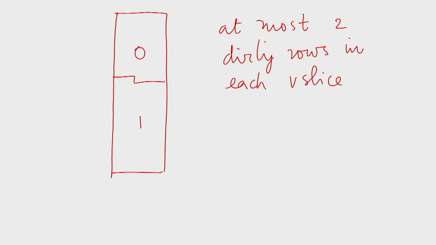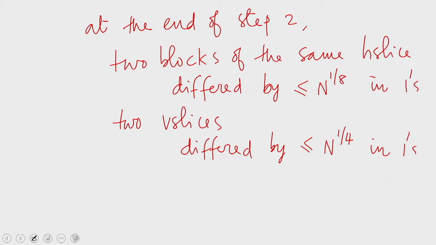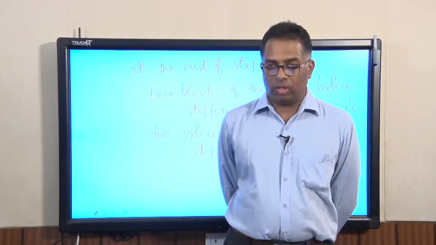This is wrong, I should say there is at most one dirty row in each vertical slice. The vertical slice has just been cleaned up. So every vertical slice has exactly one dirty row now. So at the end of step 2, two blocks of the same horizontal slice differed by at most n^(1/8) in the number of ones.